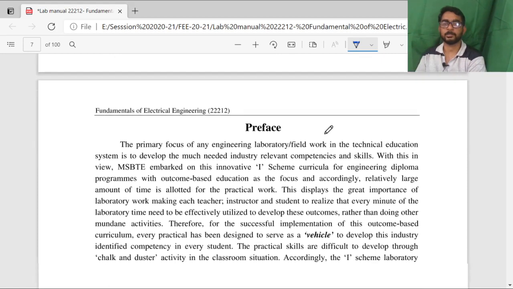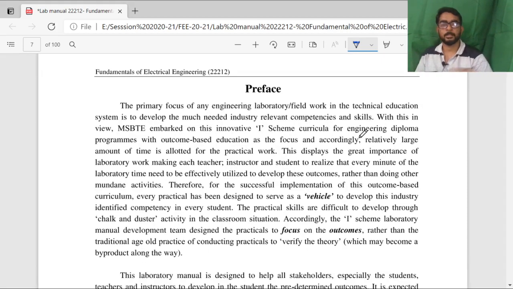So, the preface. In this preface, you will find the I scheme, also known as the innovative scheme. After every 3 years or after some years, MSBTE revises the course and enhances the syllabus. So this I scheme is implemented nowadays. I stands for innovative.